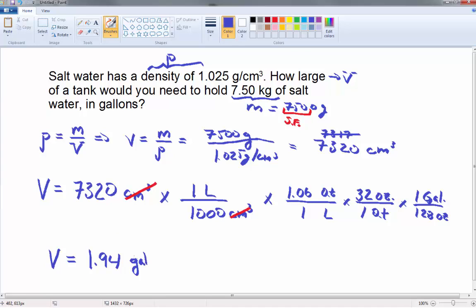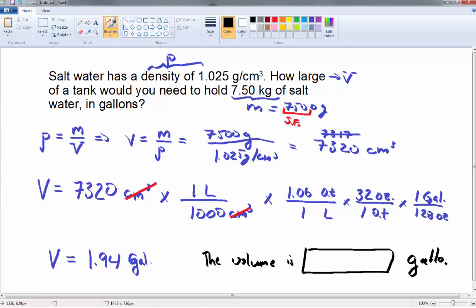gallons, G-A-L. So again, if you're going to enter this into Blackboard, you would say something like the volume is blank gallons. And so you would enter into this blank space a 1.94.